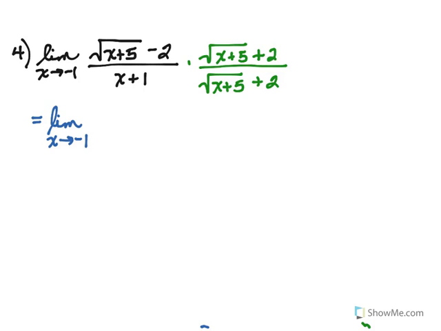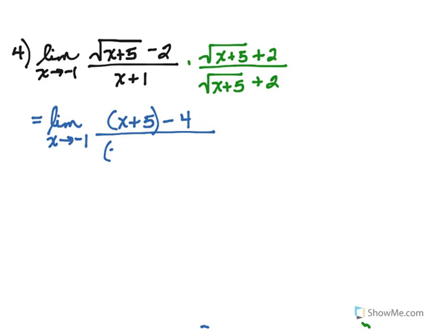Now across the numerator, you really are multiplying what ends up being a difference of 2 squares. So square root of x plus 5 times square root of x plus 5 gives us x plus 5. The outside and inside terms cancel out. Then we have a -2 times a positive 2, which yields -4.